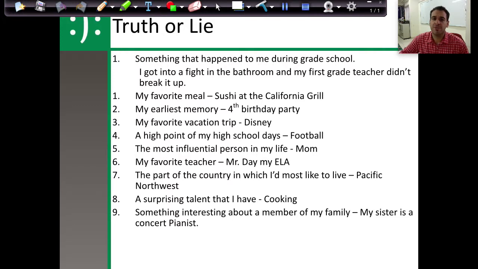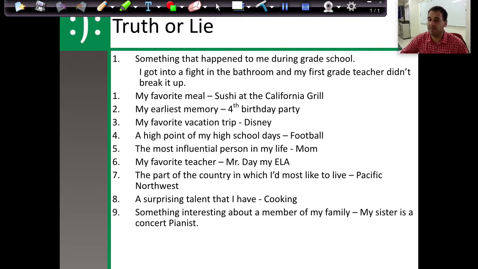Okay, so now, tell me if these are truths or lies about myself. You have to figure out if these are true. Something that happened to me during grade school: I got into a fight in the bathroom, and my first grade teacher didn't break it up. Is that true or a lie? You have to use your schema about me to figure out if this is true. My favorite meal is sushi at the California Grill.